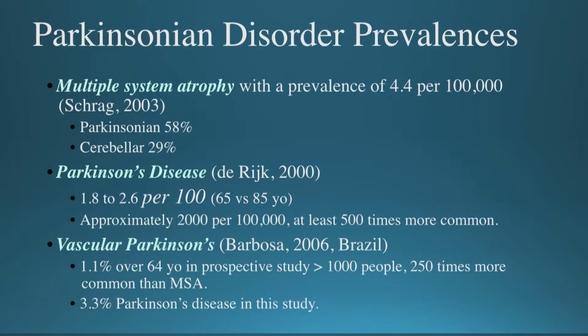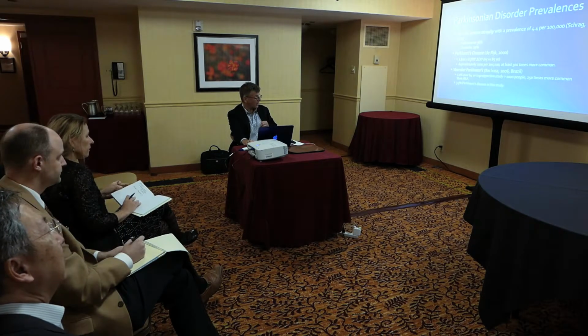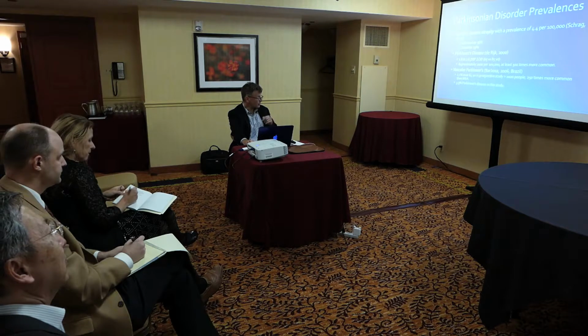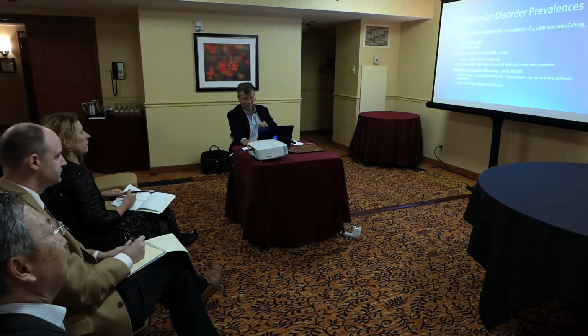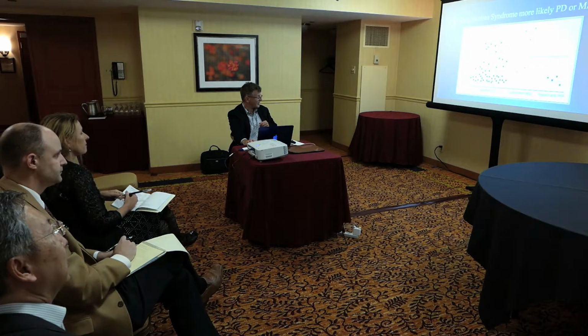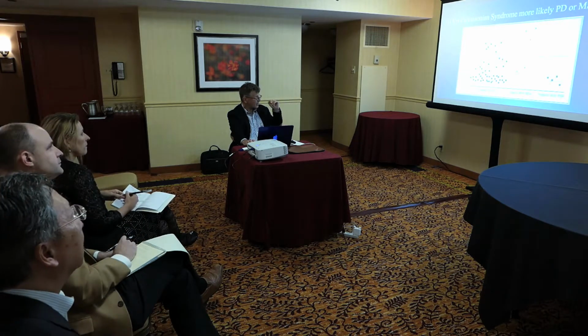So if somebody shows up in your office with orthostatic hypotension, even though orthostatic hypotension is far more common in MSA, chances are they may just have Parkinson's disease with autonomic dysfunction. And vascular Parkinson's disease is about halfway between MSA and Parkinson's disease. So this is the guy again. What do we think he has?